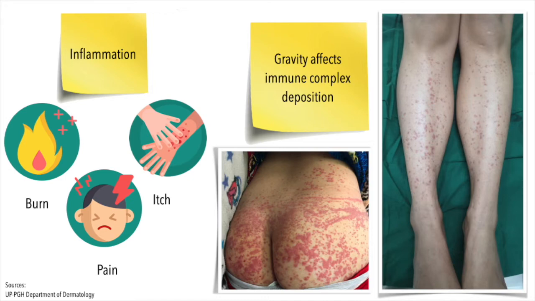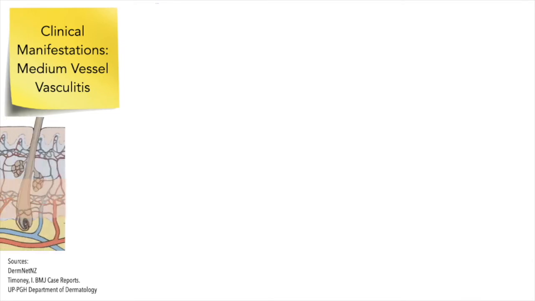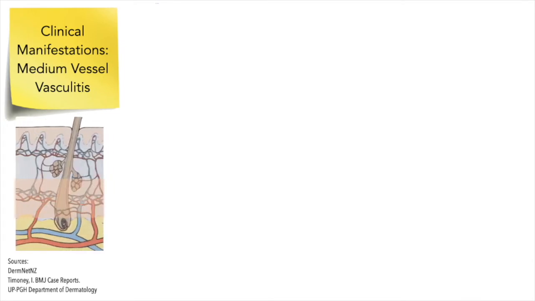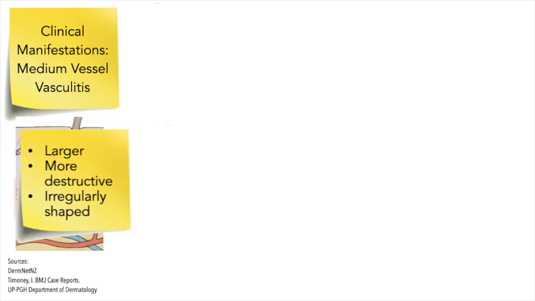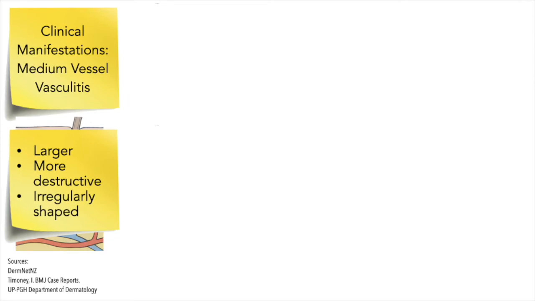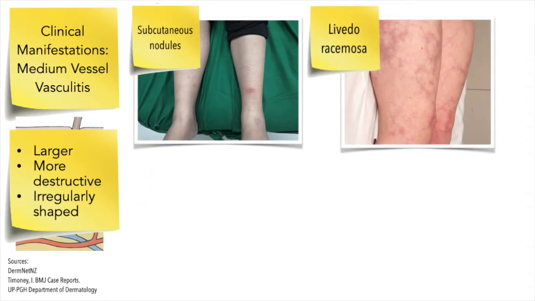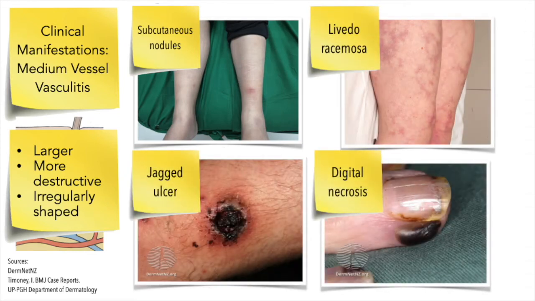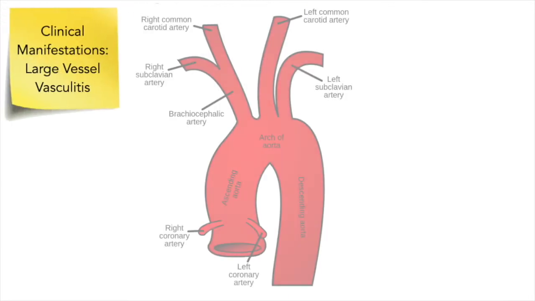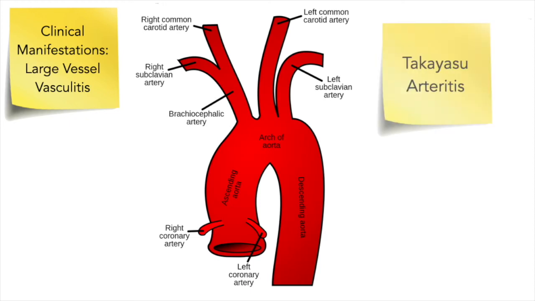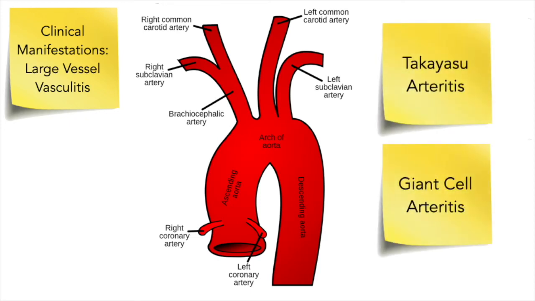buttocks. Medium vessel vasculitis, which involves deep dermal or subcuticular vessels, also results in purpura, but lesions are typically larger, more destructive, and irregularly shaped. Findings such as subcutaneous nodules, livedo racemosa, jagged ulcers, and digital necrosis are common. Large vessel vasculitis affects large arteries like the aorta and its major branches. The two main types are Takayasu and giant cell arteritis.